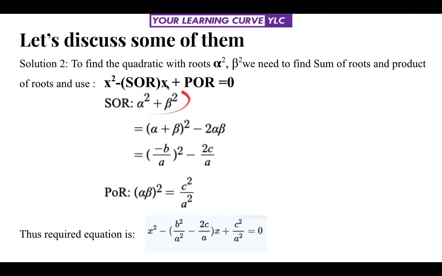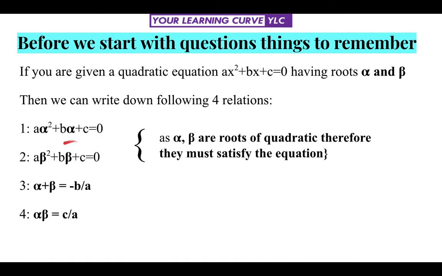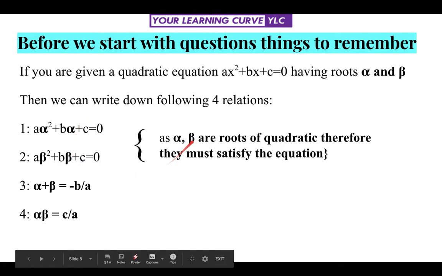We have to convert it into alpha plus beta and alpha into beta, because we know the values. a alpha square plus b alpha plus c equal to 0, a beta square plus b beta plus c equal to 0, alpha plus beta is equal to minus b by a, and alpha beta is equal to c by a. We will always be using those four relations to solve these kinds of questions. I'll just show you this slide once again, that these four relations you can always write down.